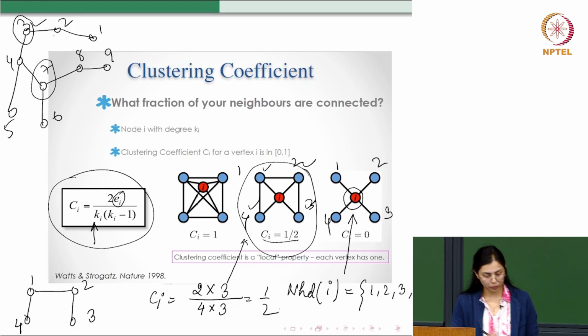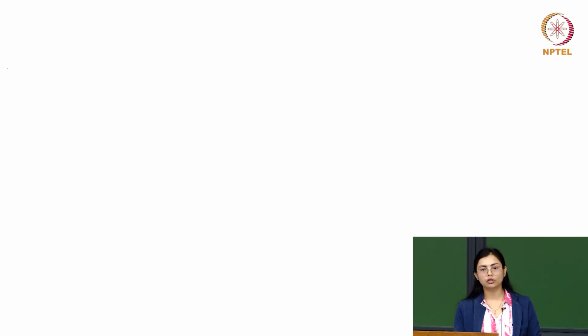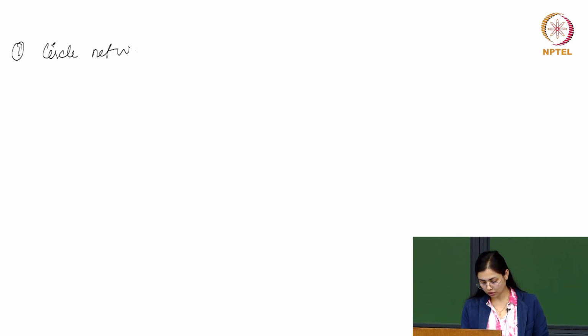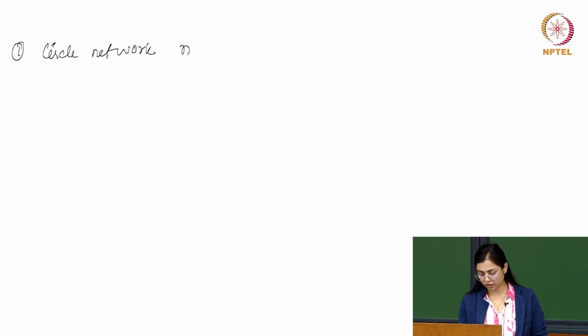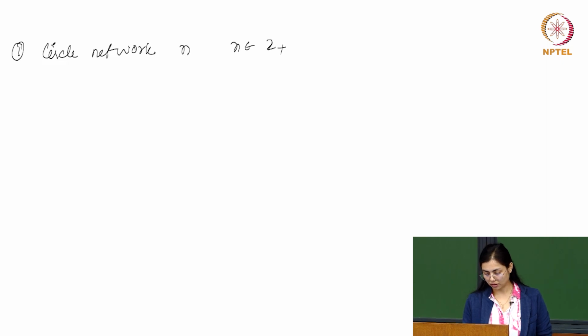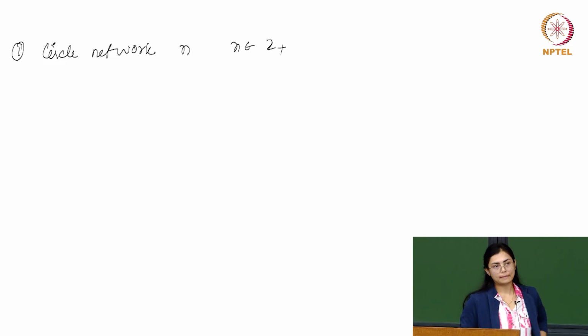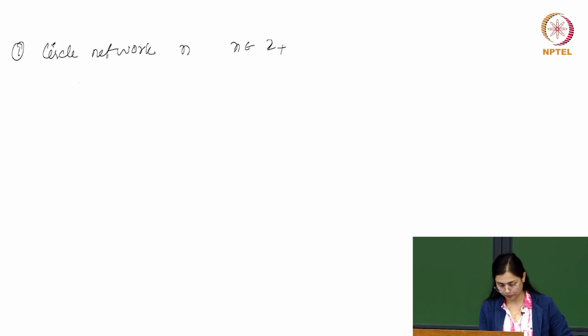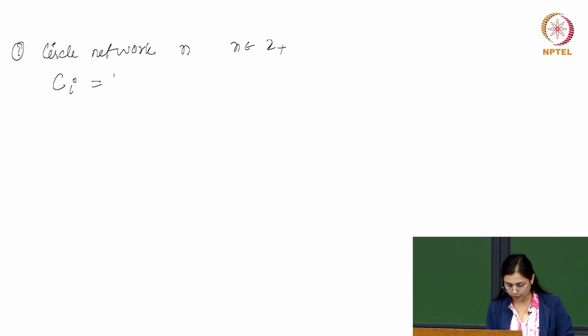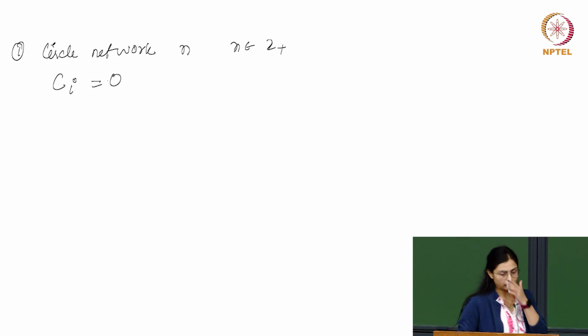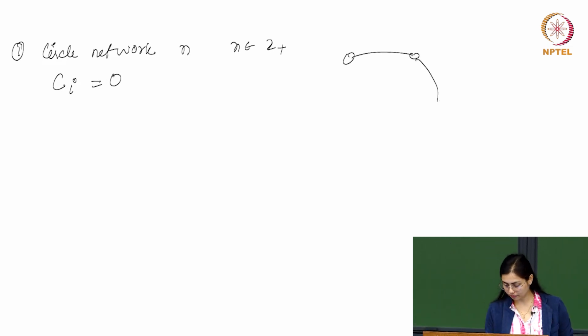Okay. So I am giving you one to try. Can you find the clustering coefficient in general in the case of a circle network? I am saying a circle network with n nodes, where n is any positive integer. 0. Yeah, 0. So the clustering coefficient for any I will be 0, right? As I said, the circle network will be like this.